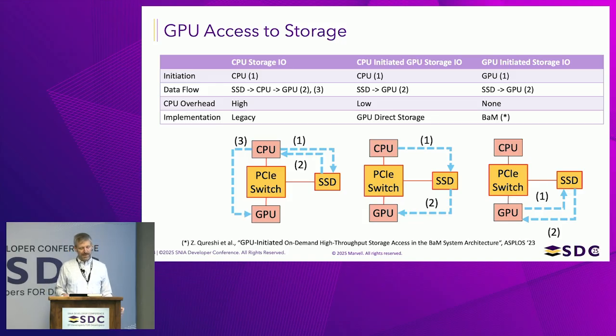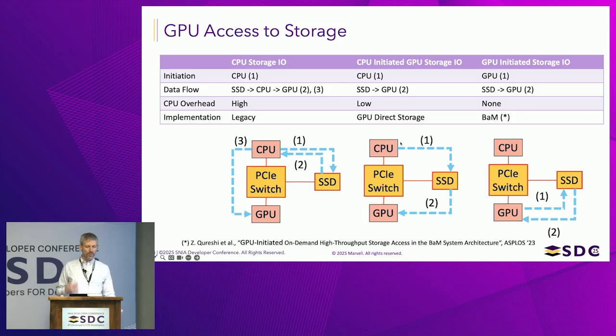So that's somewhat simplistic, but those are the main steps. Here, what you can see is that the CPU is in the path. There's a high overhead due to the CPU, and so it's not desirable for AI.